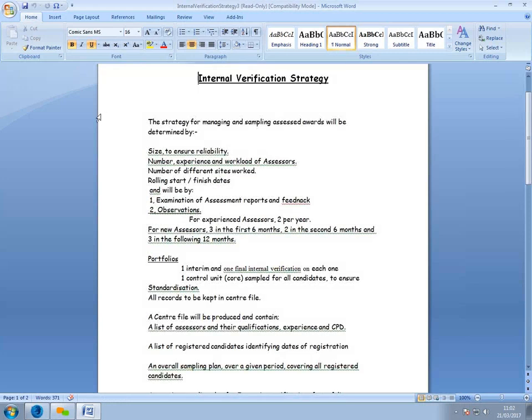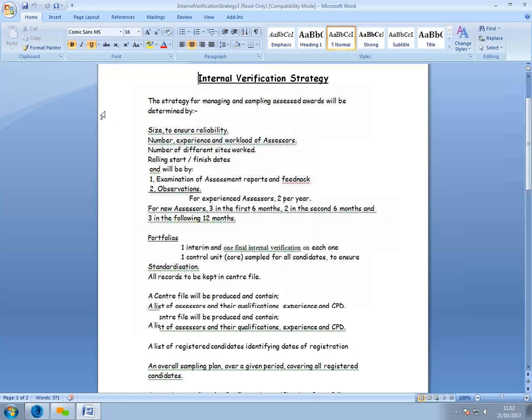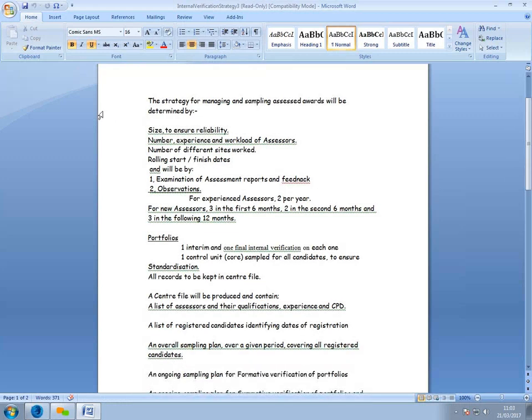The strategy for managing and sampling assessed awards will be determined by size, to ensure reliability, the number of the experienced and workload of the assessor, the number of different sites being worked, whether they've got rolling start and finish dates or fixed ones, and it will be by examination of the assessment reports and feedback, observations. For experienced assessors, 2 per year; for new assessors, 3 in the first 6 months, 2 in the second 6 months, and 3 in the following 12 months.